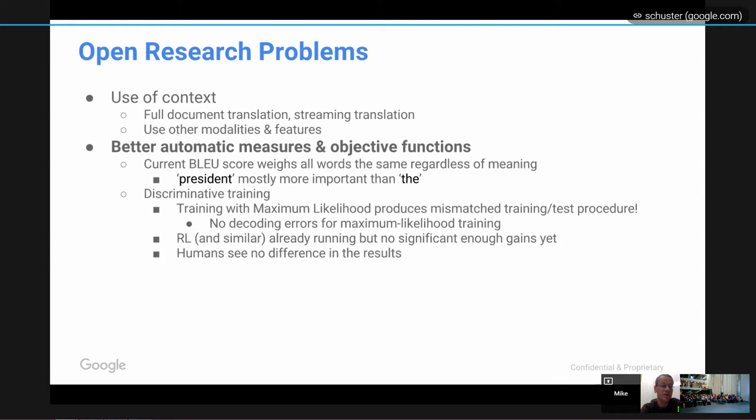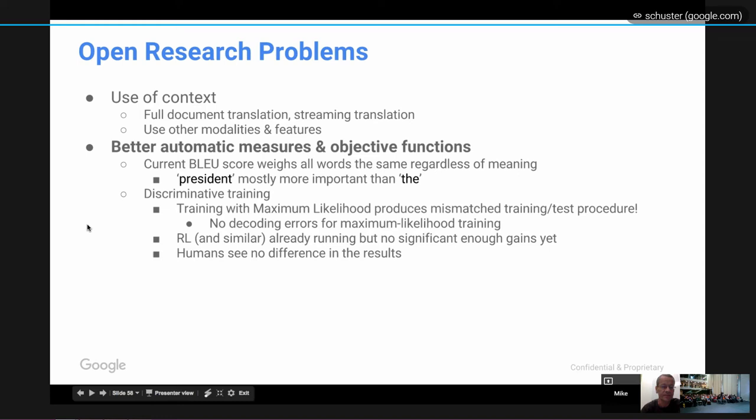Then discriminative training is an important part. We have already something that we have implemented, and it works. It improves the scores, but unfortunately, the improvement in scores does not really make a big difference in how humans see those results. So for humans, it's actually very hard to see a significant difference. There needs to be a big jump in BLEU score to see a difference.